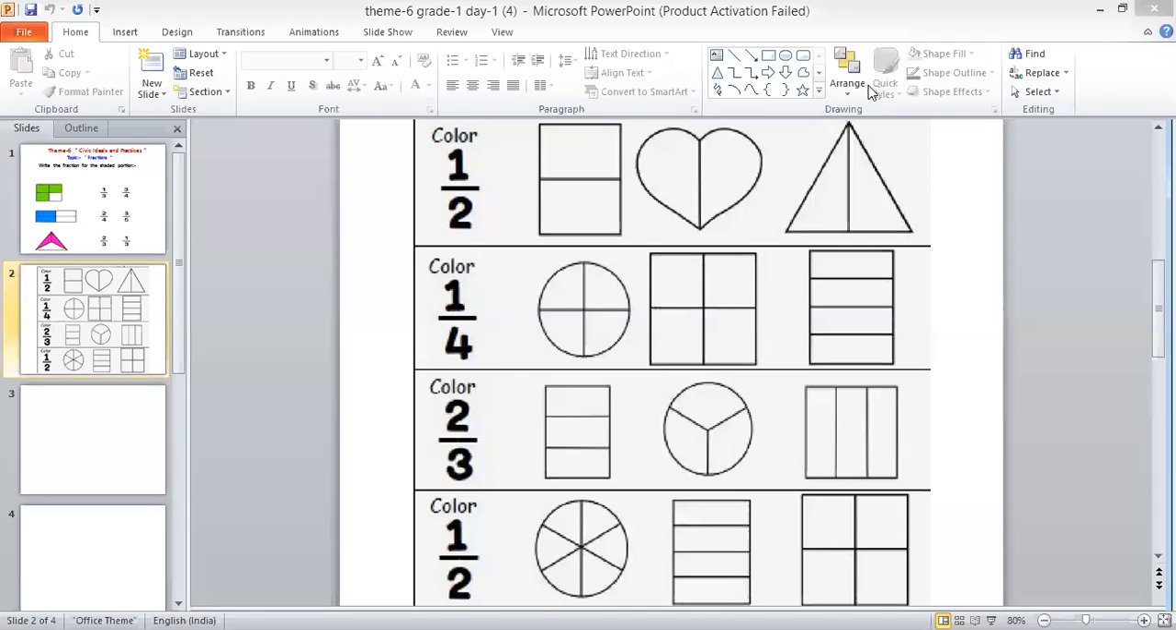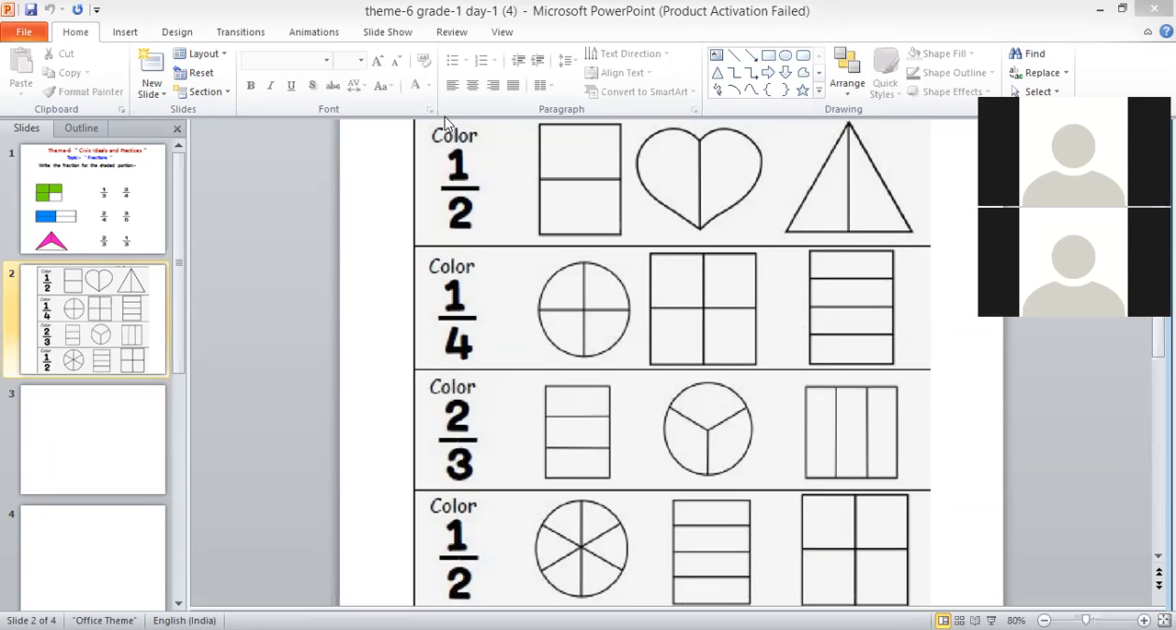Swarnika? Not there. Sai Ritvik, unmute yourself, please. Yes, ma'am. Sai Ritvik, please read the first fraction. What is the fraction? 1 by 2. Yes, this is 1 by 2.